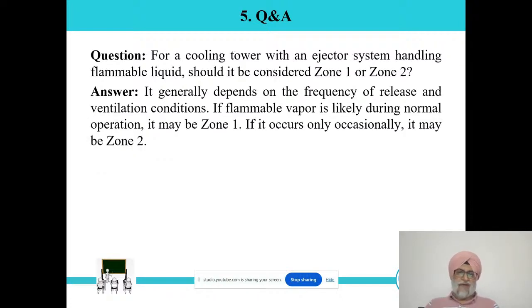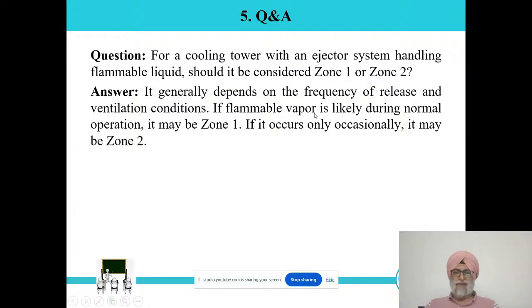Question number 5. For a cooling tower with an ejector system handling flammable liquid, should it be considered zone 1 or zone 2? If there is an ejector system handling the flammable liquid, there is always a possibility of vapor going to the cooling tower through the ejector. And in case of abnormality, of course, a higher concentration of flammable chemical may go to the cooling towers. So it generally depends on the frequency of the release and ventilation conditions.